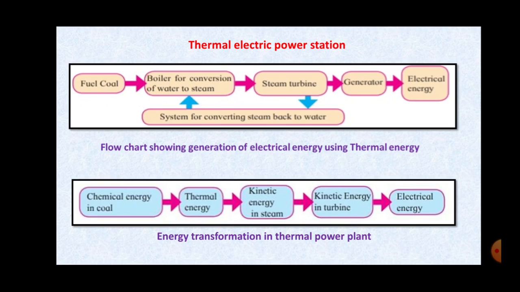And below that I had shown you the ray diagram. The chemical energy which is present in the coal is converted into thermal energy or steam. This thermal energy, steam, has the kinetic energy. This kinetic energy rotates the turbine, and in turn the turbine drives the generator, and the generator generates the electrical energy. So this is all about the thermal electric power station. This is just the revision.